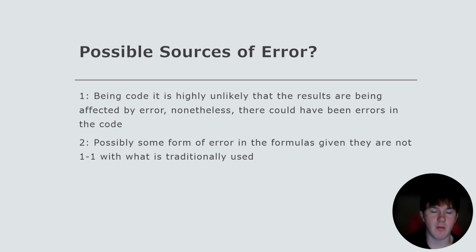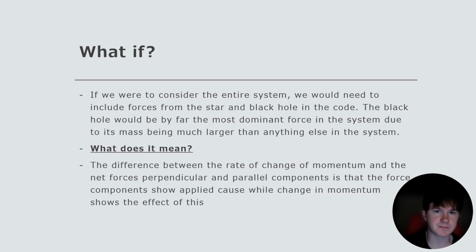So what are some possible sources of error? Well, it's very unlikely that mathematical sources of error occurred because it is code. Nonetheless, there could have been errors in the code itself. There could have also been a possibility of some of the formulas I used being incorrect, although that is also highly unlikely. The what if question. Well, if we were to consider the entire system, we would need to include the forces of the star and black hole in the code of the second experiment. The black hole in this case would be by far the most dominant force because its mass is several orders of magnitude larger than anything else in the system.